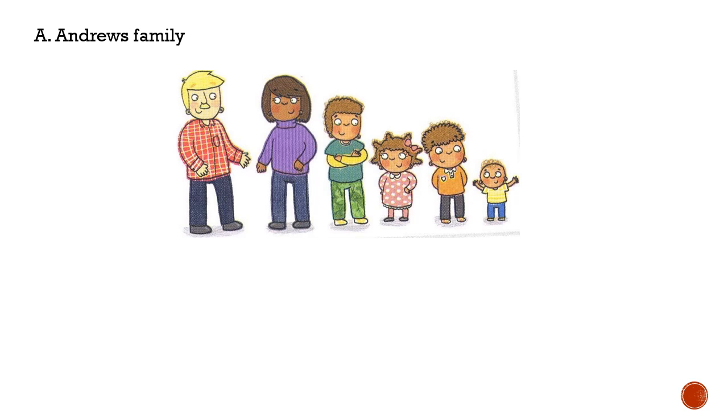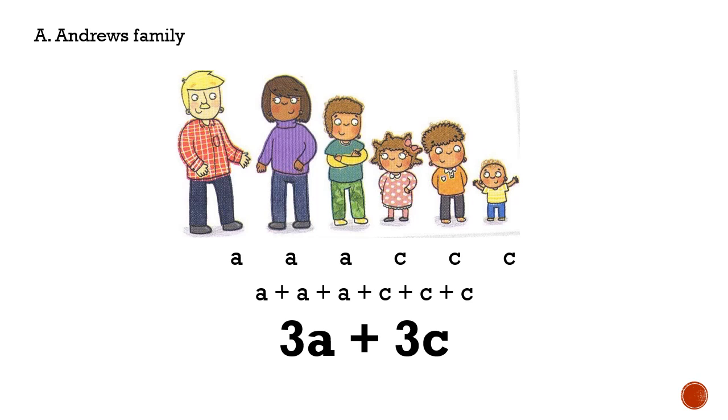So let's start with the Andrews family. How many adults do we see? We have the father, the mother, the eldest son, the youngest girl, the youngest brother, and the toddler. So we have A, A, A, C, C, C. What do we need to do there? We need to group all the variables with the same letters together. So it's A plus A plus A plus C plus C plus C. So we have 3A plus 3C.